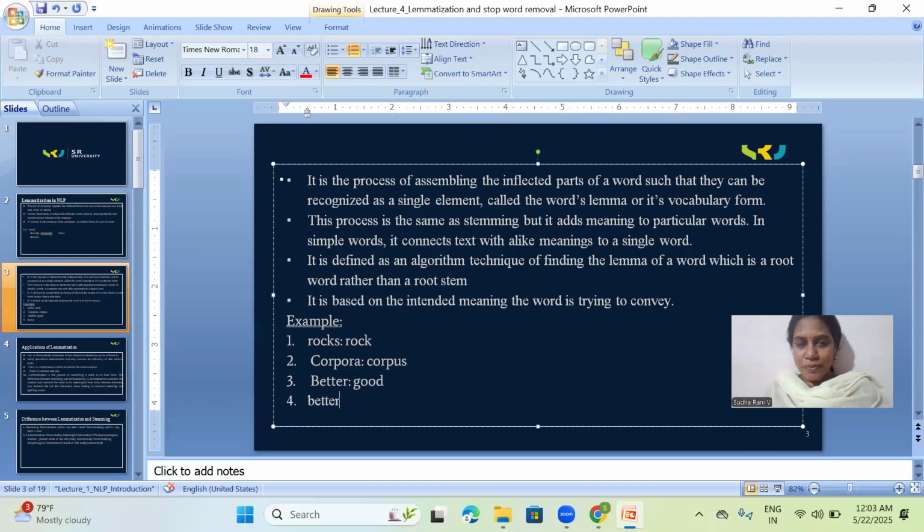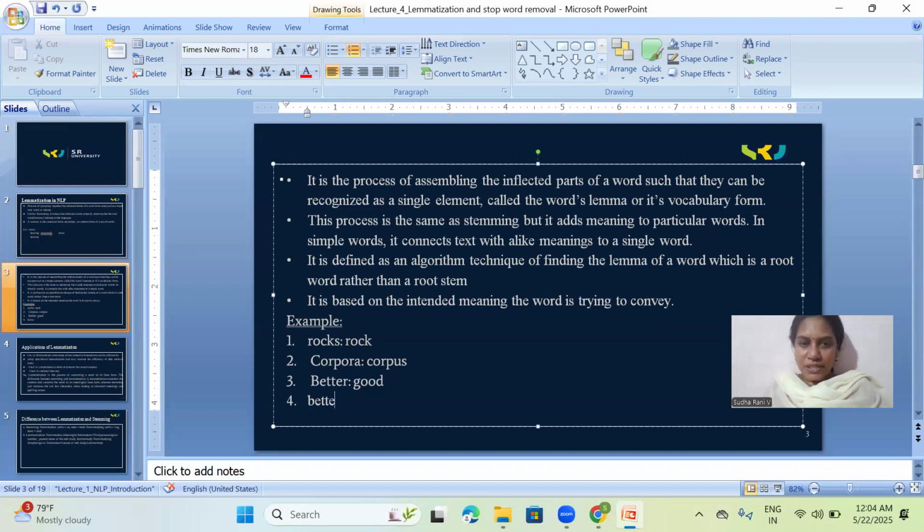For the word better, there is no prefix and there is no suffix. Then how is the word going to generate the root word? For better, the root word is obviously better only. There is no other root word. So if you give better, it will generate the root word as better only. That is related to stemming.